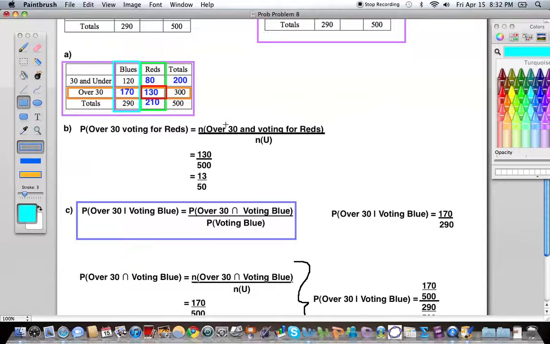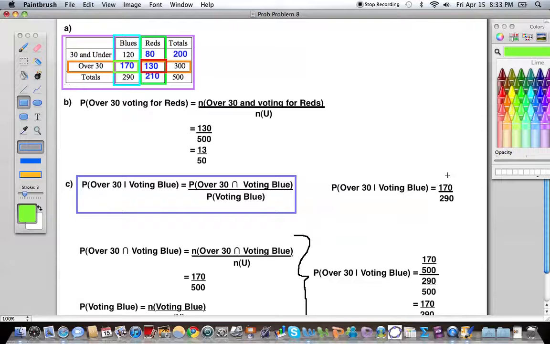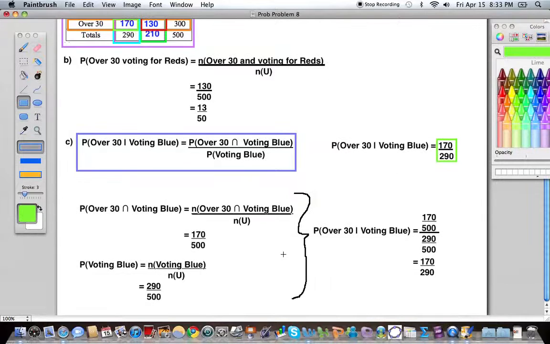Well, how many of these folks who voted blue are over 30? Again, we can look at that intersection between the over 30 box and the blue box, and we see that 170 people were over 30 who voted blue. That gives us 170 divided by 290. Now let's look at the conditional probability part. If y'all aren't interested in reviewing this again, there's your answer. But let's see if we can find it another way.